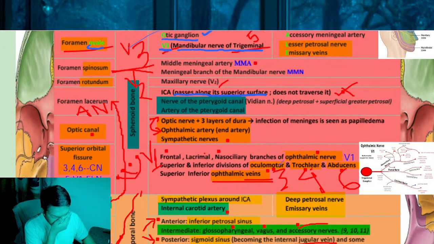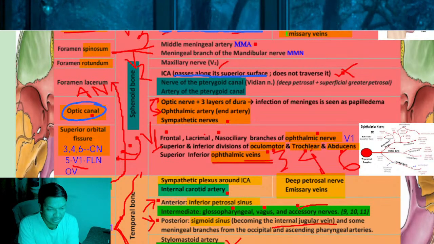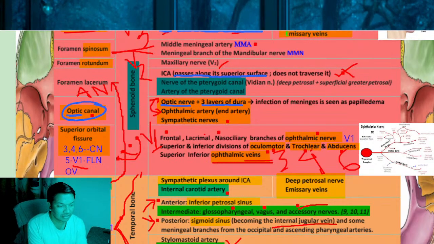Then the optic canal, very important. From the name we can say it contains the optic nerve. The optic nerve is covered with its three layers of dura. Because of this, if there is any infection in the meninges, we see the patient with papilloedema.